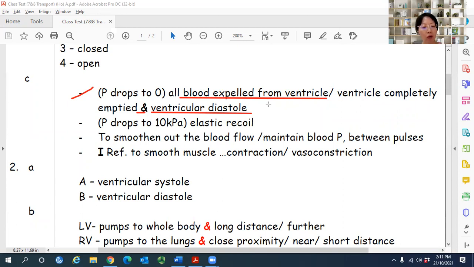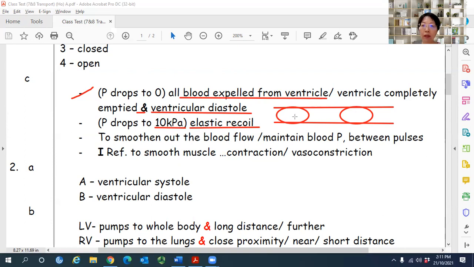The second part is, how come the lowest pressure in the artery is 10 kilopascal and not 0? Now, this is because of elastic recoil. So we know that in the artery, the blood is being pumped out from the heart beat by beat, that means pulse by pulse. When the ventricle contracts, a certain volume of blood flows out from the heart, and then the ventricle relaxes, followed by the next ventricular systole, which pumps another pulse of blood out.